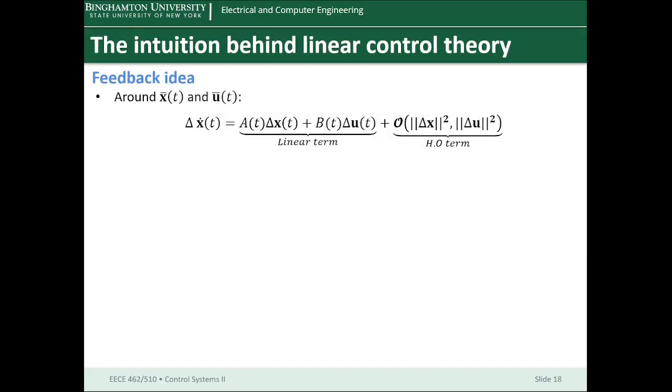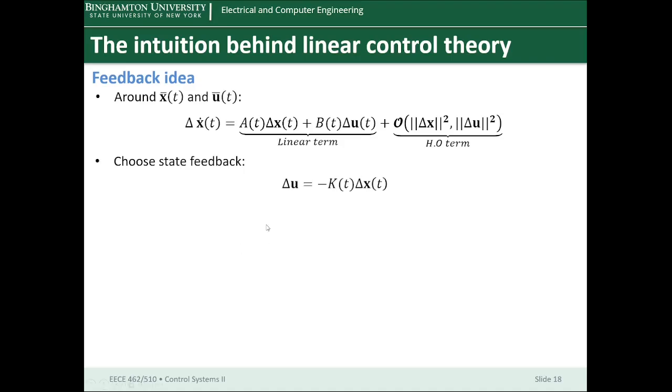Now it's time to discuss the fantastic intuition behind linear control theory and explain why it works even when dealing with a nonlinear system. So far, we have seen that around a desired trajectory x bar and u bar, the perturbation equation contains two parts, a linear and a high order term. The high order term is an infinite series. Keep in your mind, it's an infinite series.